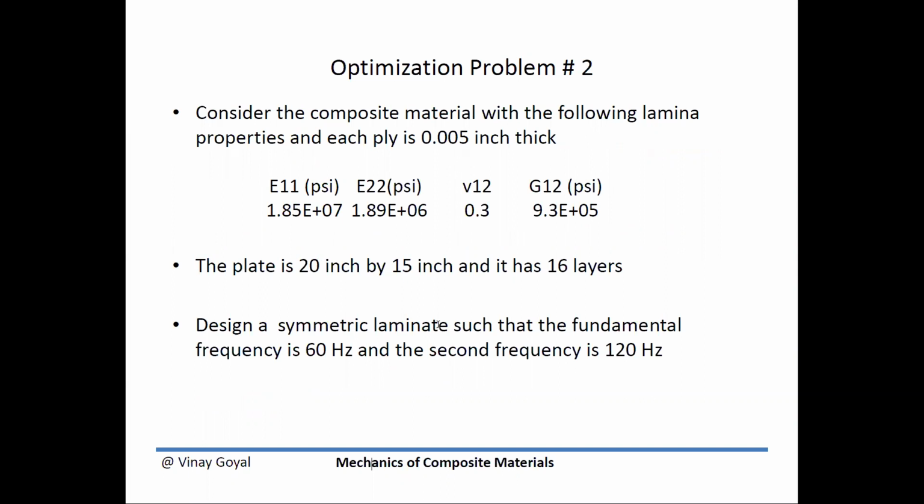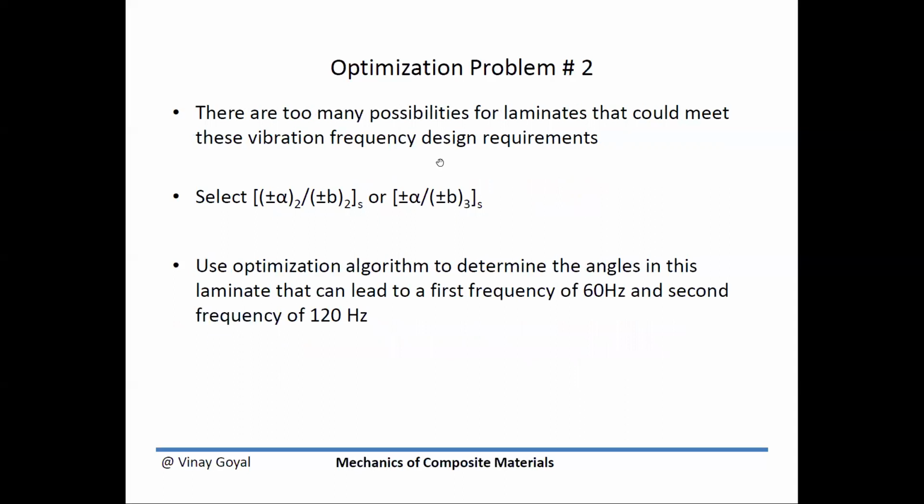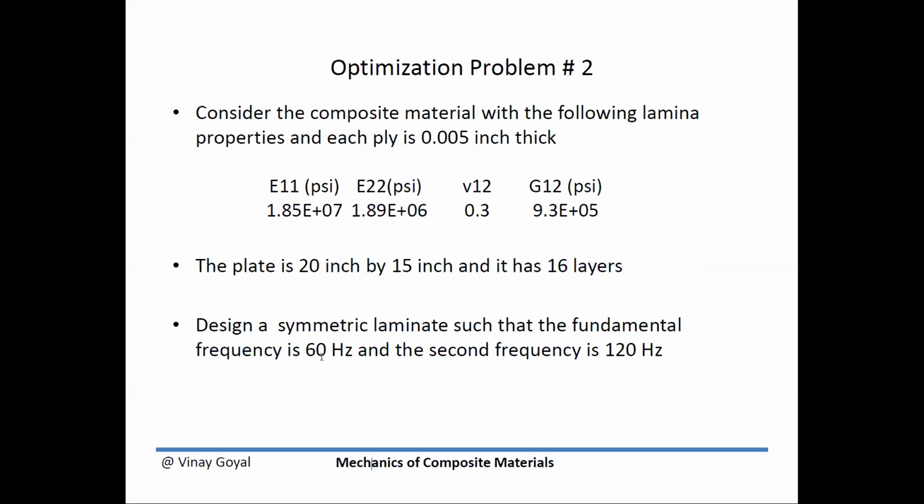In problem 2, the idea is to consider the composite material with these lamina properties, with these plate dimensions, and it has 16 layers. We want to design a symmetric laminate such that the fundamental frequency is 60 hertz and the second frequency is 120 hertz. There are too many possibilities for the laminate. So what if we selected something like this or like that? We're going to use the algorithm to determine the angles for the design that can lead to this target. We're targeting particular frequencies.